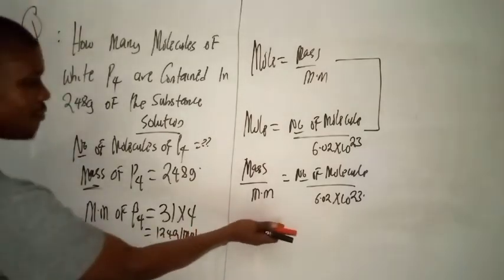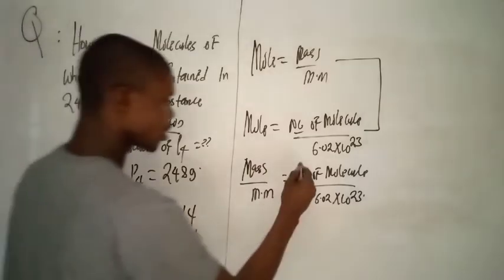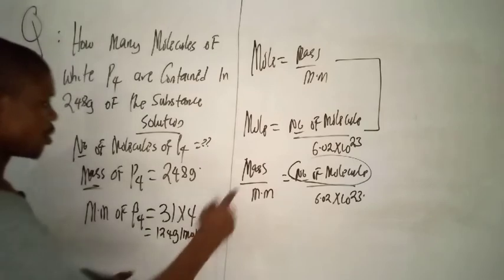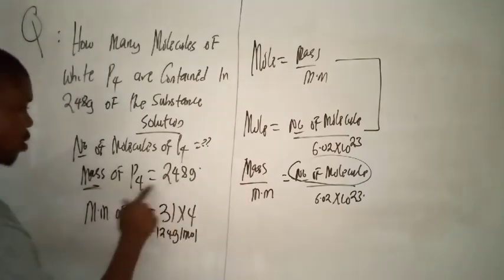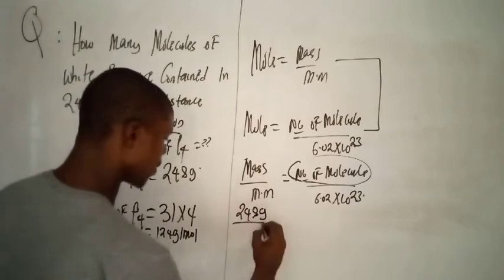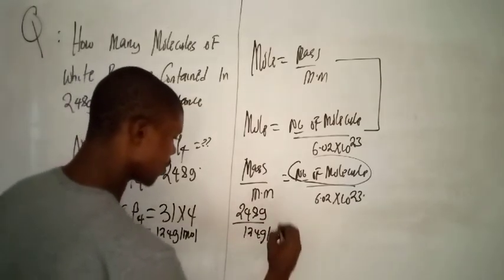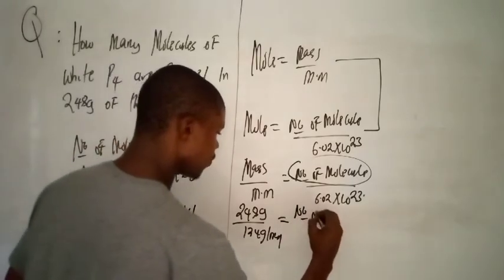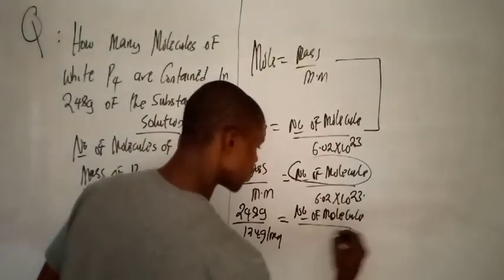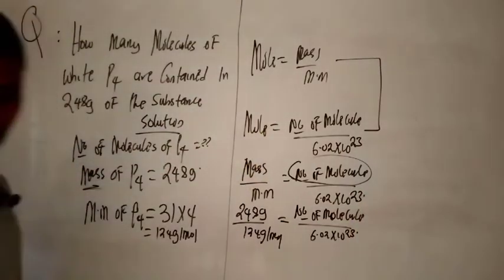Now if you substitute our values there, remember this is what you're actually looking for, right? The mass was given to me. What is the mass? 248 grams over 124 grams per mole equals the number of molecules over 6.02 exponential 23.